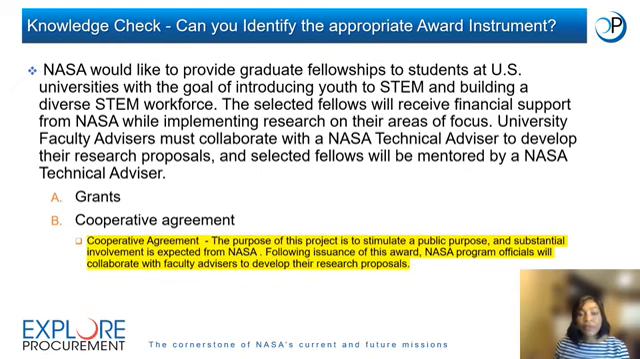If you answer cooperative agreement, then you are correct. In this scenario, we can see that this project is to support a public purpose. However, it seems like substantial involvement is anticipated on NASA's part. Following issuance of this award, NASA program officials will collaborate with faculty advisors to develop their research proposals. Again, the key word here is collaboration. And whenever substantial involvement, collaboration is anticipated on the agency's part, then cooperative agreement is the correct instrument to use.